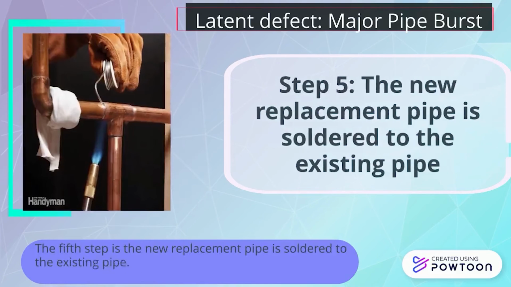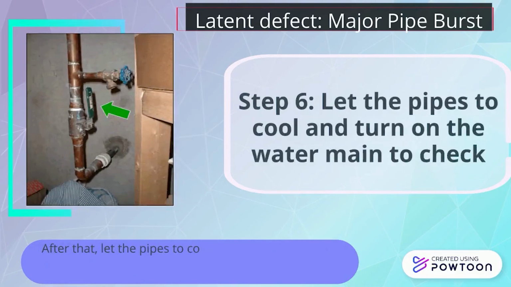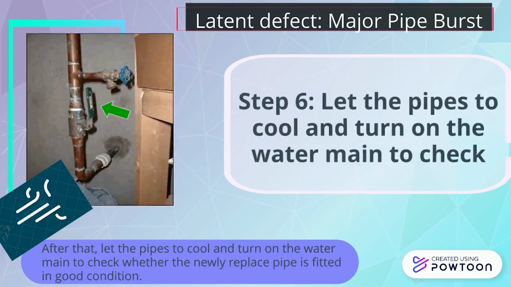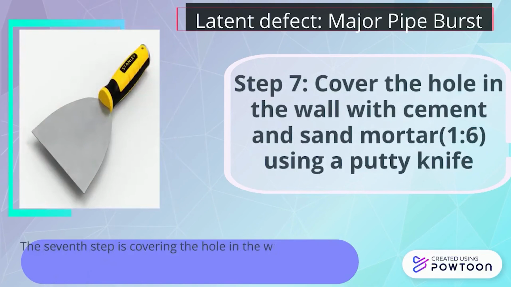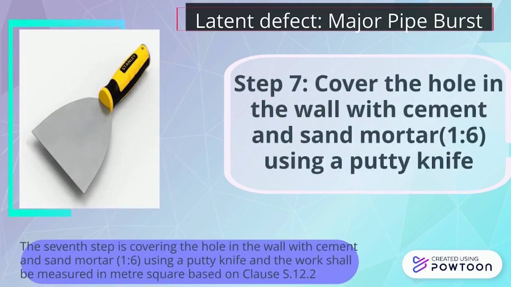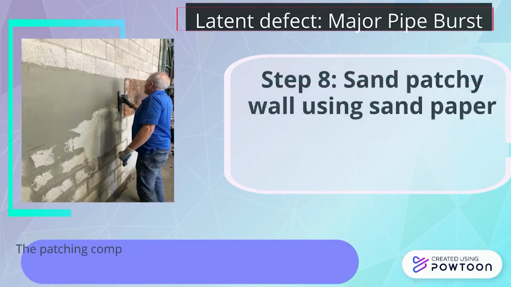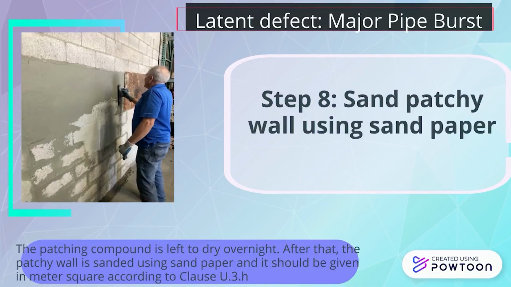The fifth step is that the new replacement pipe is soldered to the existing pipe. After that, let the pipes cool and turn on the water main to check whether the newly replaced pipe is fitted in good condition. The seventh step is covering the hole in the wall with cement and sand mortar in the ratio of 1:6 using a putty knife, and the work shall be measured in square meters based on clause S12.2. The patching compound is left to dry overnight.